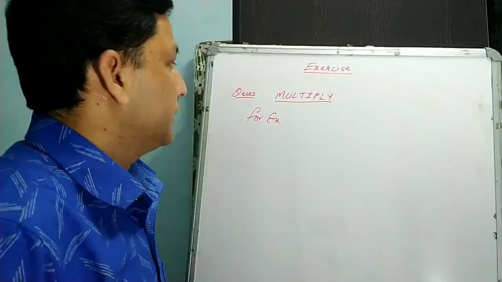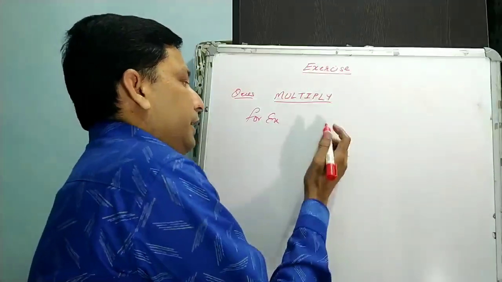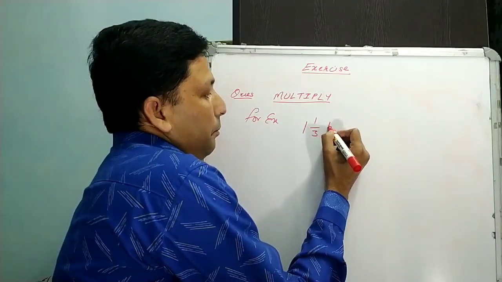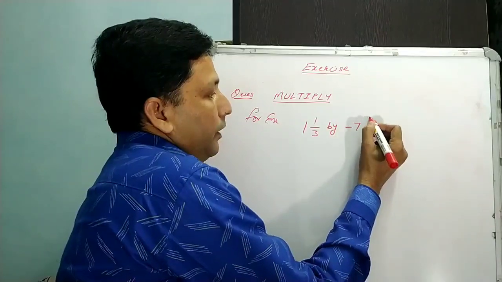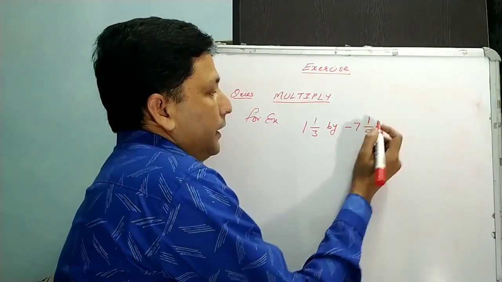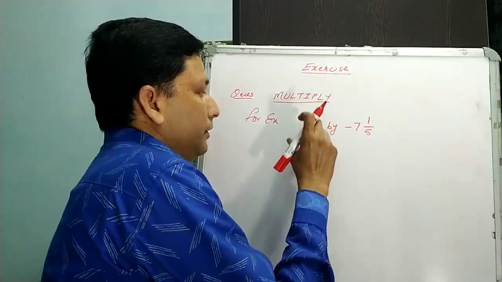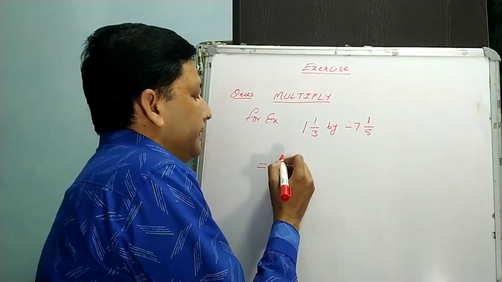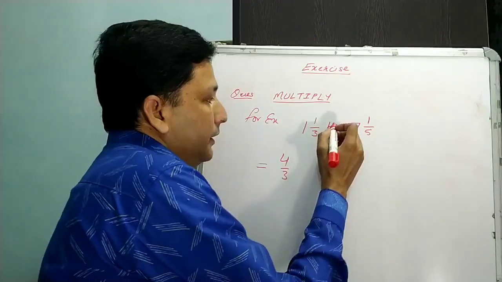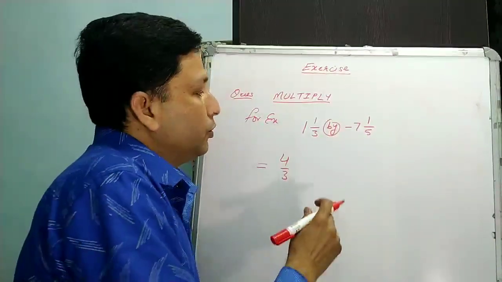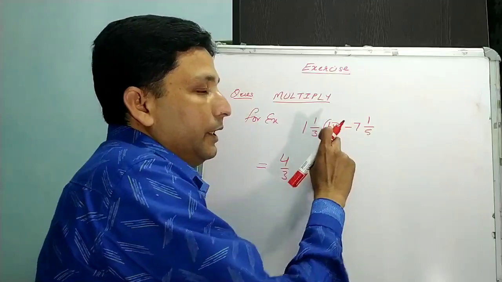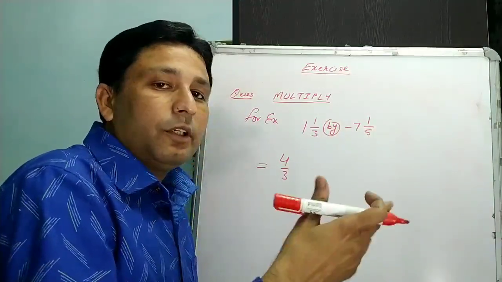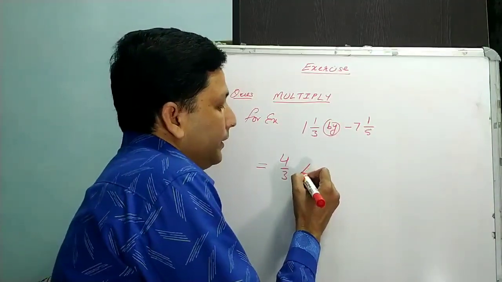Now moving on, exercise question: multiply. Let's take an example. 1 whole 1 upon 3 by minus 7 whole 1 upon 5. Here you can see that this is in the form of a mixed fraction. So first of all we will convert into the improper fraction, that is 4 upon 3, and this "by", we will convert into the multiplication symbol, because according to the question it is multiply. That's why here we will write multiply.